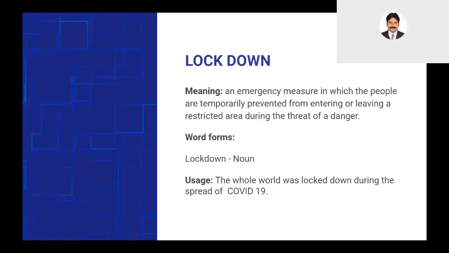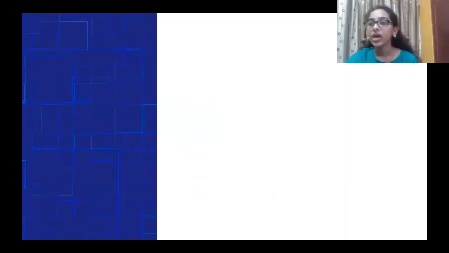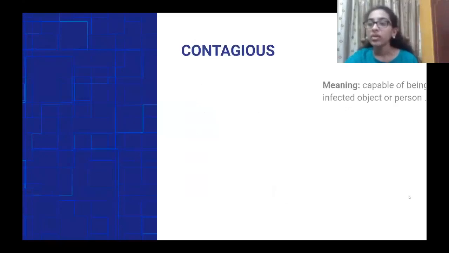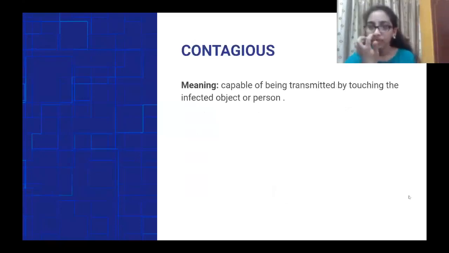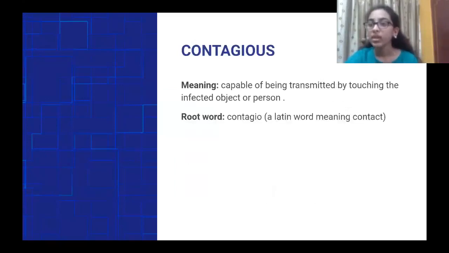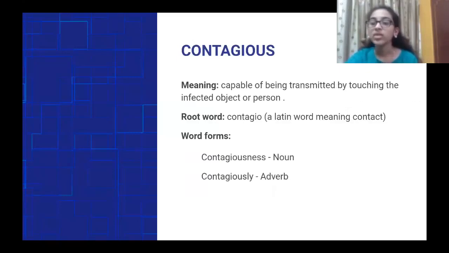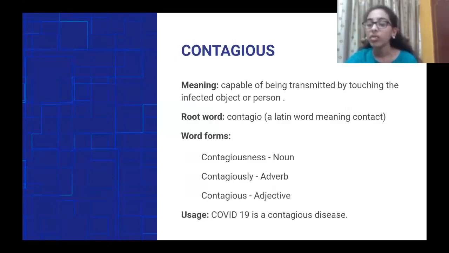And the next word is contagious. The meaning of this word is capable of being transmitted by touching the infected object or person. The root word of contagious is contagio, which is the Latin word meaning contact. The word forms are contagiousness, which is a noun, and contagiously, which is an adverb. Contagious is an adjective. The usage of this word is: COVID-19 is a contagious disease.